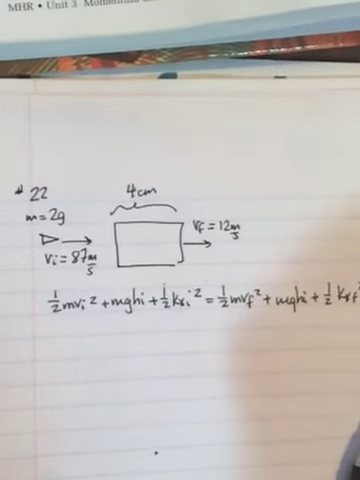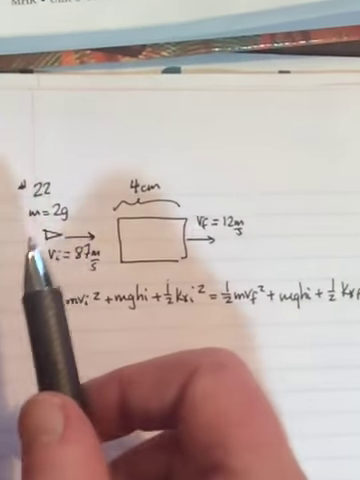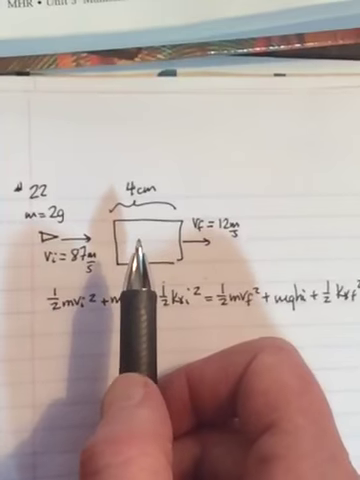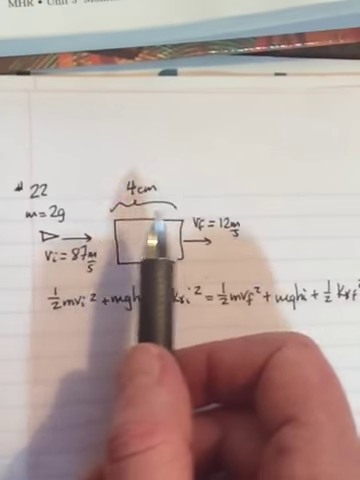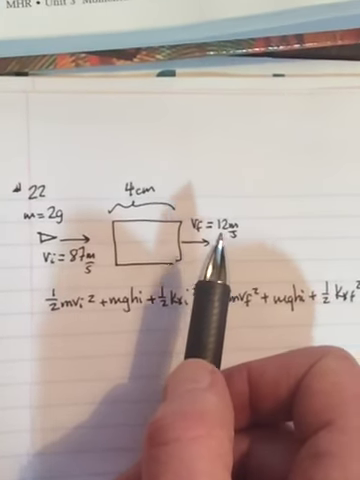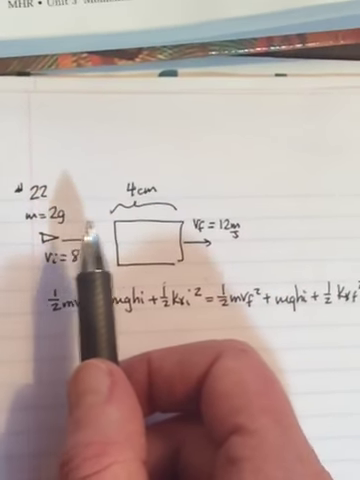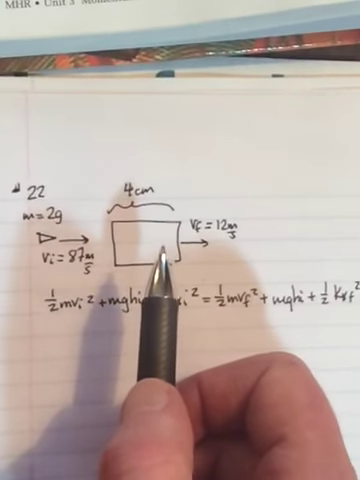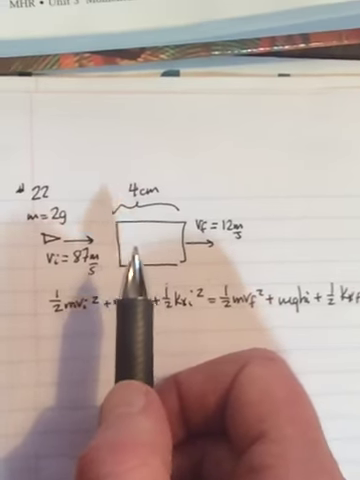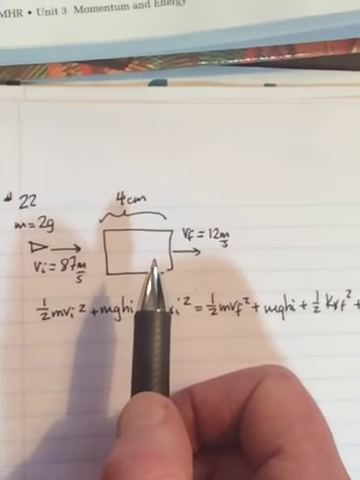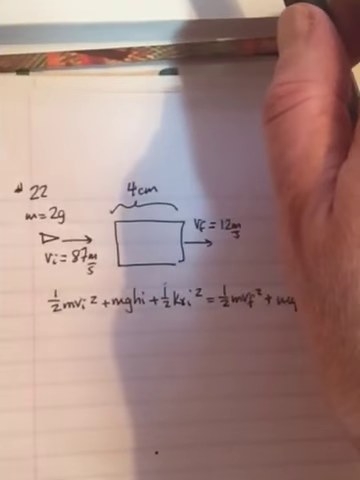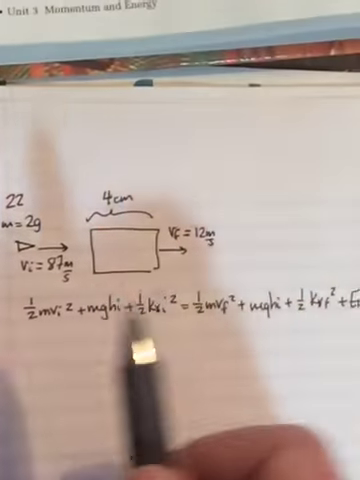Okay, so next one was number 22. In number 22, you're firing a bullet, initially going 87 meters per second, through a block of wood that's 4 centimeters wide, and it comes out the other side going 12 meters per second. The mass of the bullet is just a measly 2 grams. The question first wants to know how much energy was lost as it went through the block, and then it wants to know what was the force that was acting on it. What was the average force that the wood exerted on the bullet.